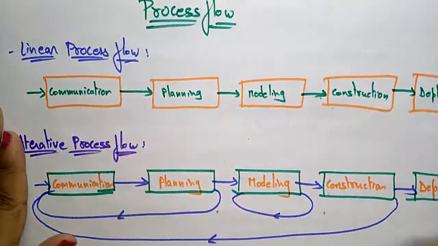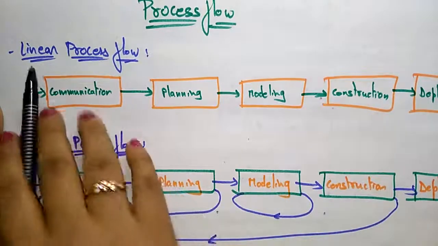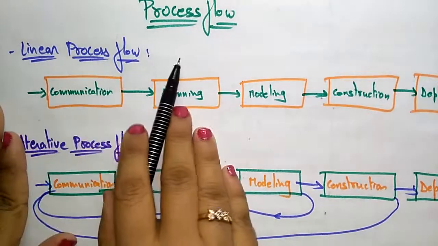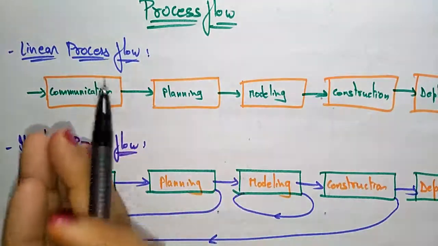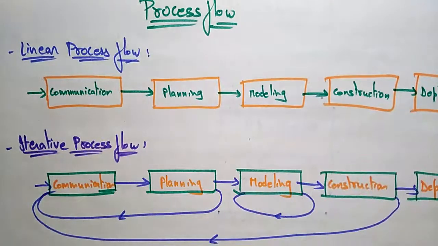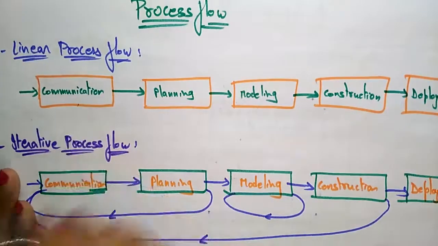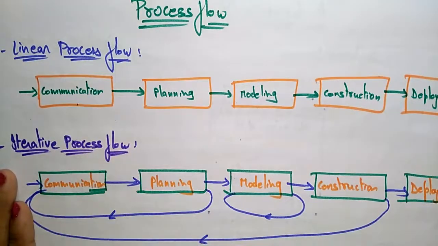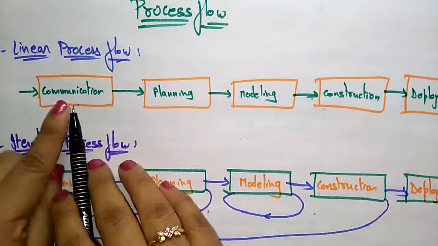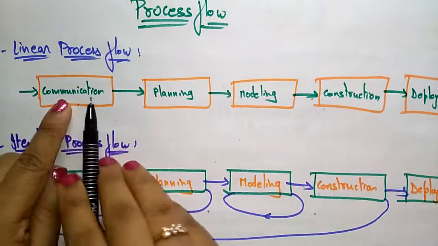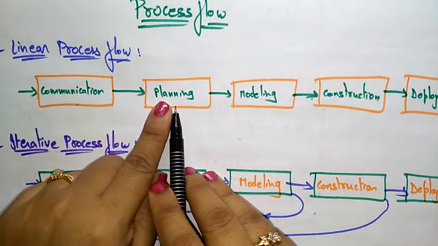A process flow can be done in different ways. The first one I'm taking here is the linear process way. Means the process is flowing linearly, sequentially. First, a communication takes place between the customer and the developer. That is the first phase. After the completion of the phase, it goes to planning.